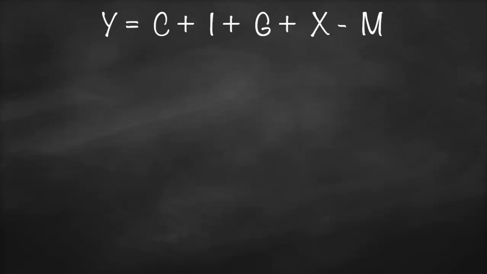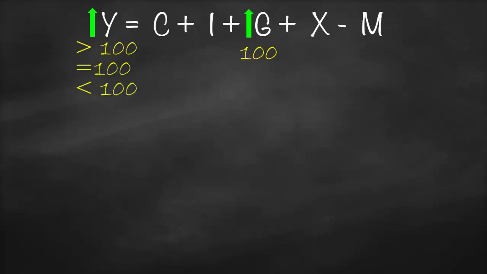We know that our GDP based on the expenditure approach, or our simple Keynesian model, is Y equals C plus I plus G plus X minus M. So let's assume that we are going to increase government expenditure by $100 billion. What will be the impact on our output? Our output will increase as well, but by what amount? Would it increase by more than 100 billion, exactly the same as 100 billion, or less than 100 billion?